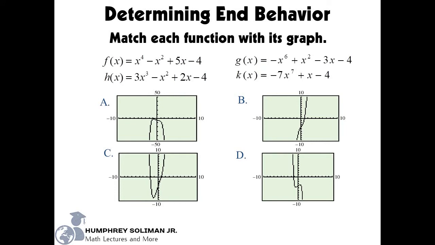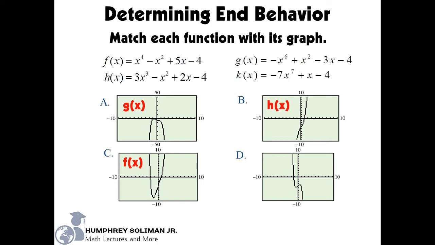Here, we will match each function with its graph. F of x will be at letter C, because the first term is positive and the degree is even. So the end behavior will be going in the same direction, upward. G of x will be at letter A, because the first term is negative and the degree is even. So the end behavior will be going in the same direction, downward.